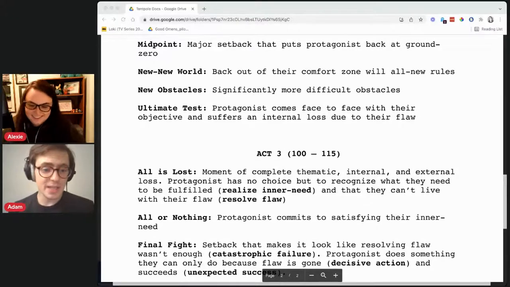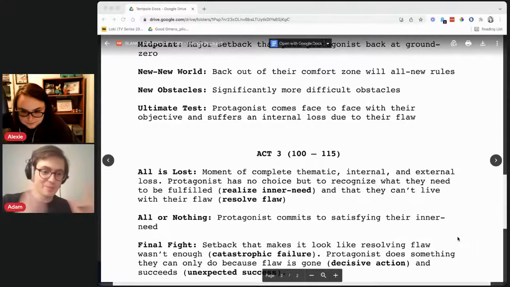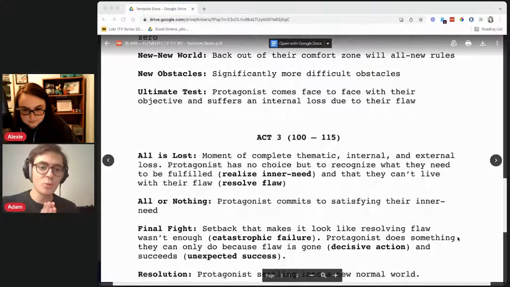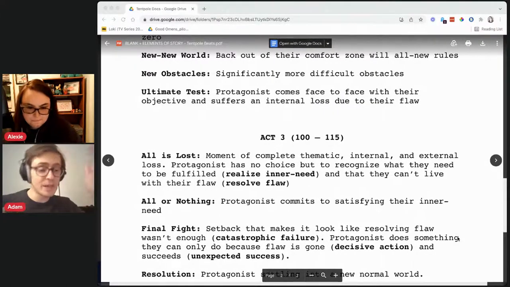Sure. Let's go into act three here. So we have the ultimate test. This is the moment where the protagonist either gives up on the objective or the objective becomes irrelevant.